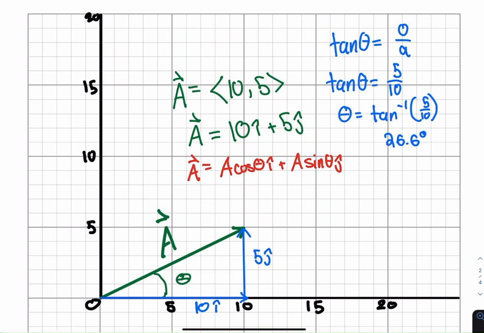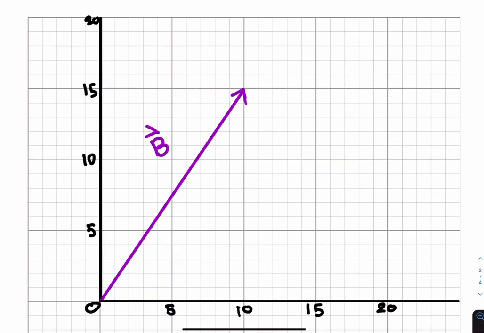The A in front of the cosine and sine is equal to the magnitude. Let's try a quick example. Our first step is to put this vector b into standard basis notation. The x component is equal to 10i, and the y component is equal to 15j. That means vector b is equal to 10i plus 15j.